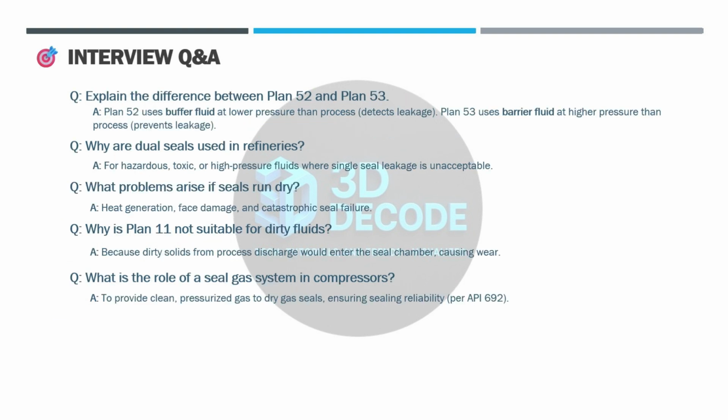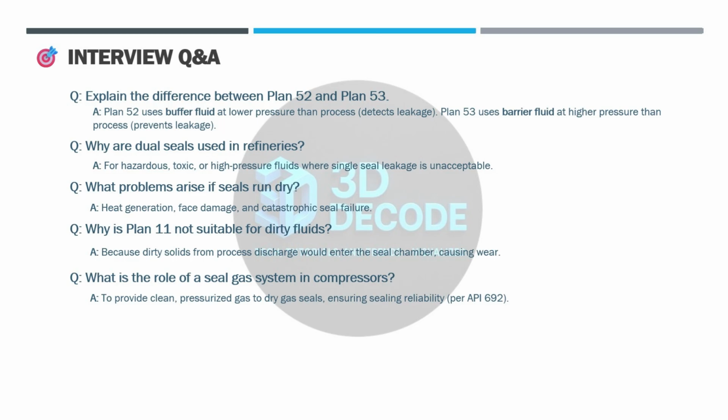Interview Q&A, Day 5. Q. Explain the difference between Plan 52 and Plan 53. A. Plan 52 uses buffer fluid at lower pressure. Detects leakage. Plan 53 uses barrier fluid at higher pressure. Prevents leakage. Q. Why are dual seals used in refineries?